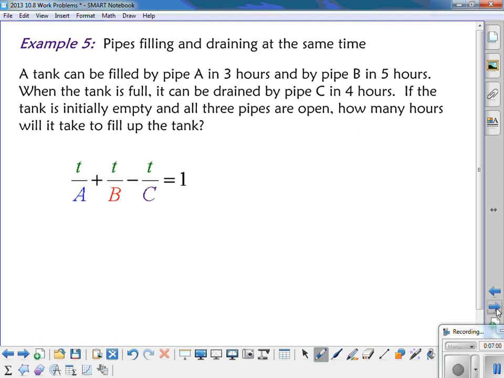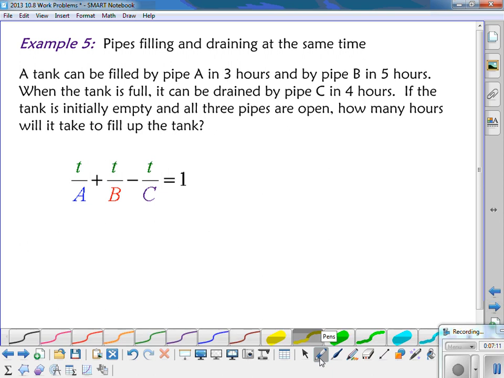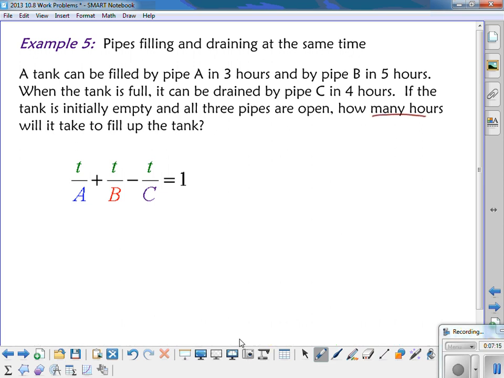Here we've got pipes and a drain. So 2 pipes are filling it up, and then 1 is draining it. And so we still just fill it in. We just subtract the pipe that's draining. So we don't know how many hours to fill up the tank. That's all together with them all going. So we're trying to find T. The first one does it in 3 hours. The second pipe does it in 5 hours. But the drain can drain it in 4. So we subtract T over 4.